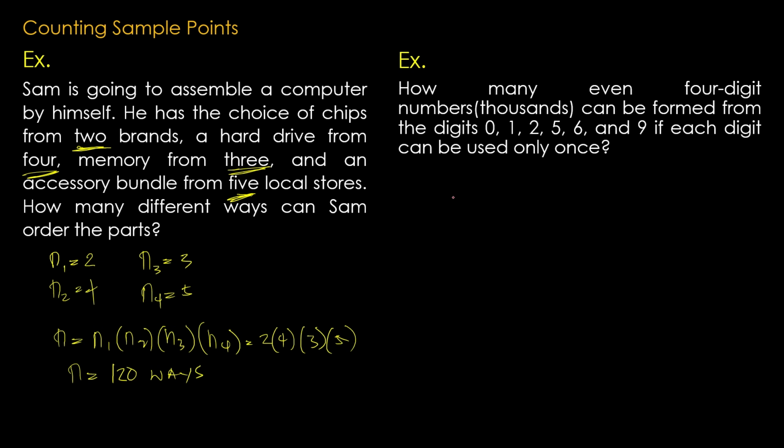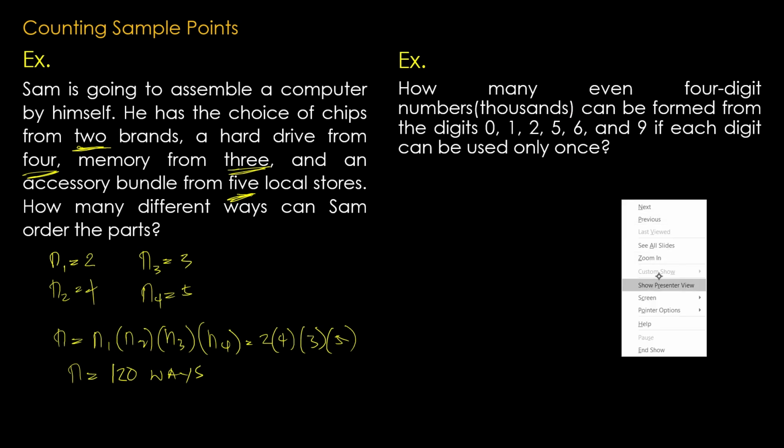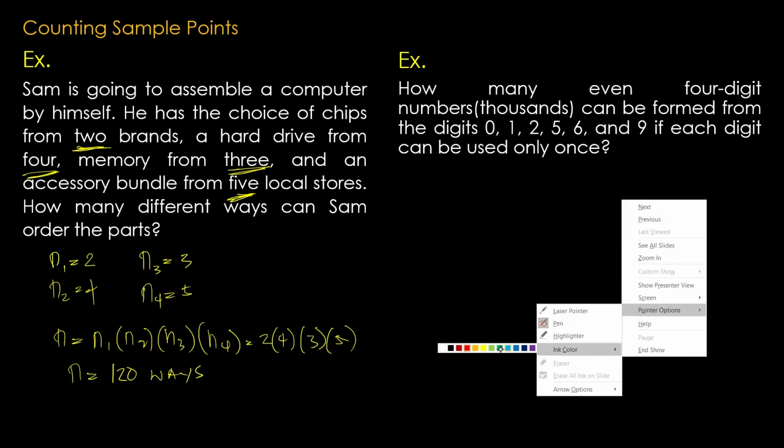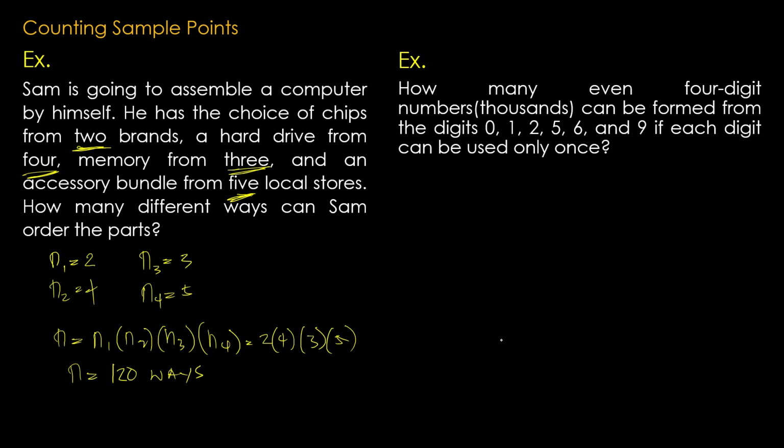Okay, so we are to find how many even 4-digit numbers, meaning thousands, can be formed from the digits 0, 1, 2, 5, 6, and 9, if each digit can only be used once. So, we are to write the even 4-digit numbers. So, what are the even numbers?